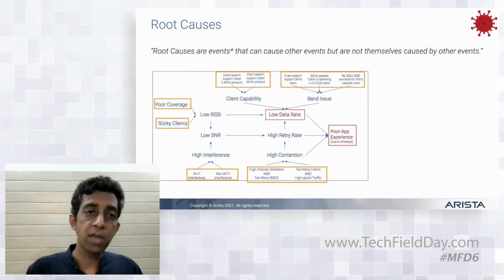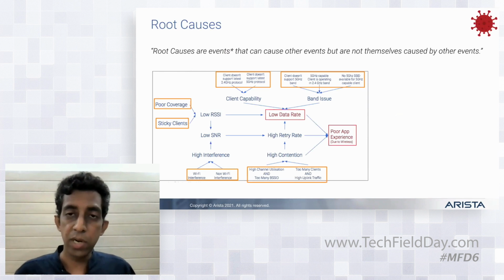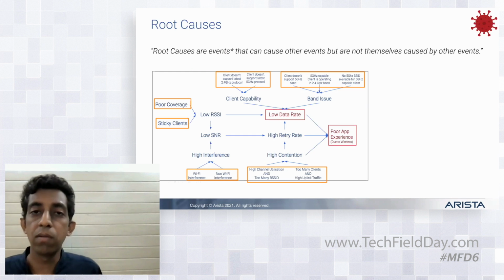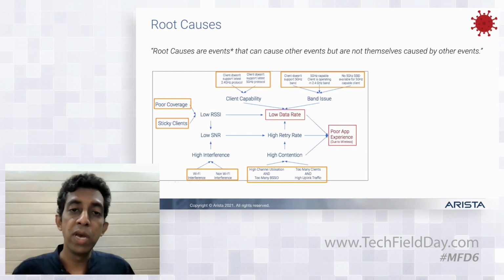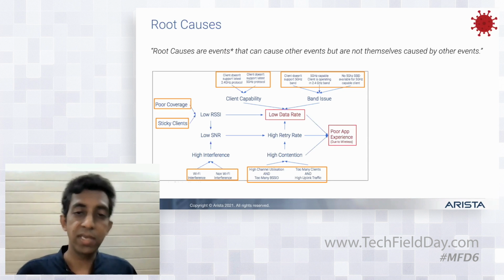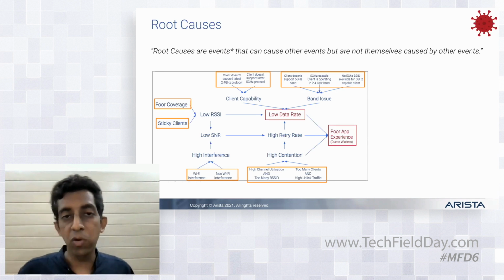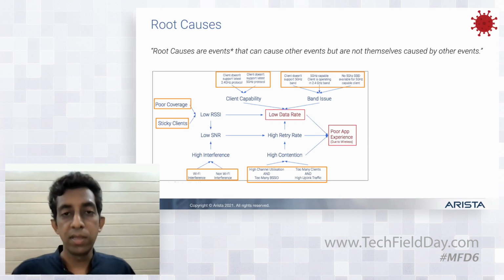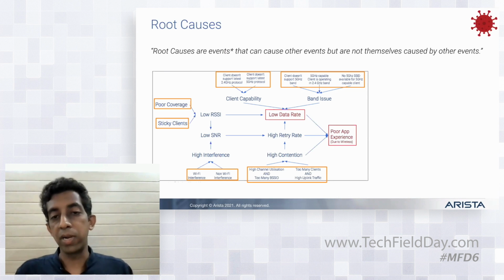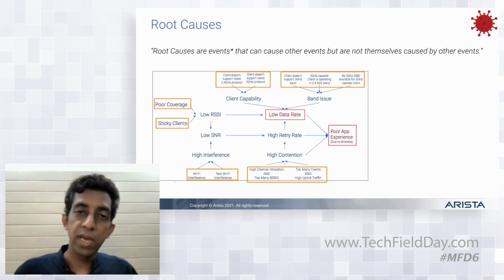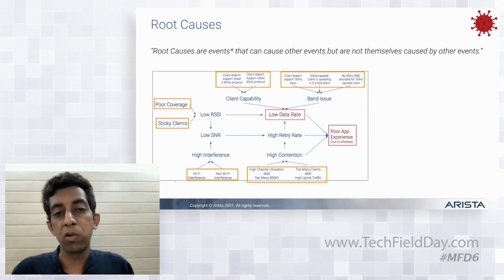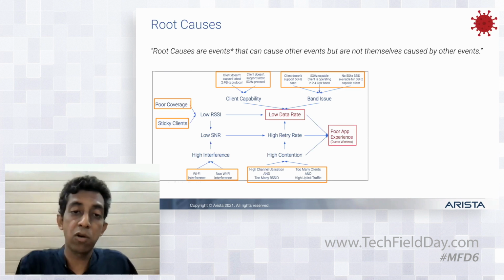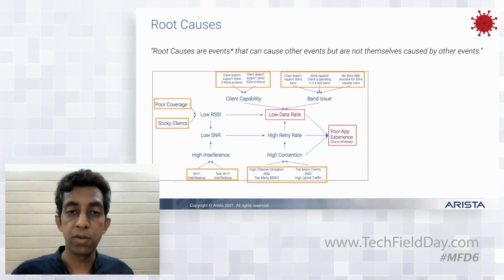Now, root causes are events that can cause other events, but are not themselves caused by other events. So these are things that can cause a symptom. For example, poor coverage can cause low data rate, right? And so on. So these are the edges that you see, going back to the dependency graph. These are the root causes that can potentially cause low data rate or poor app experience, right? So in case like if you have a fever, then you probably have a viral fever, or it can also be that you are exhausted, right?